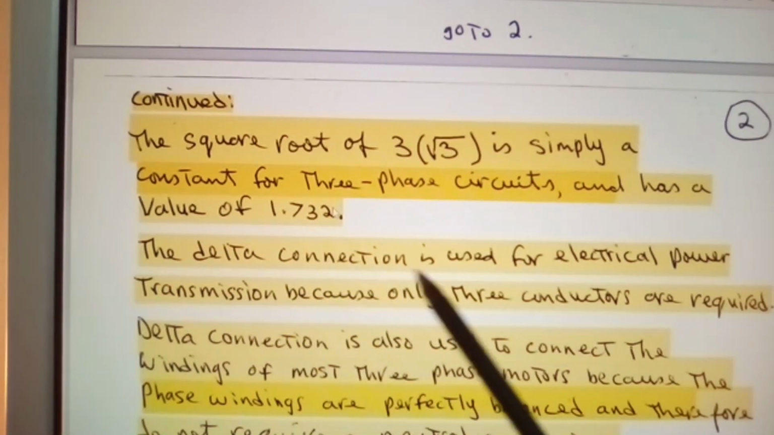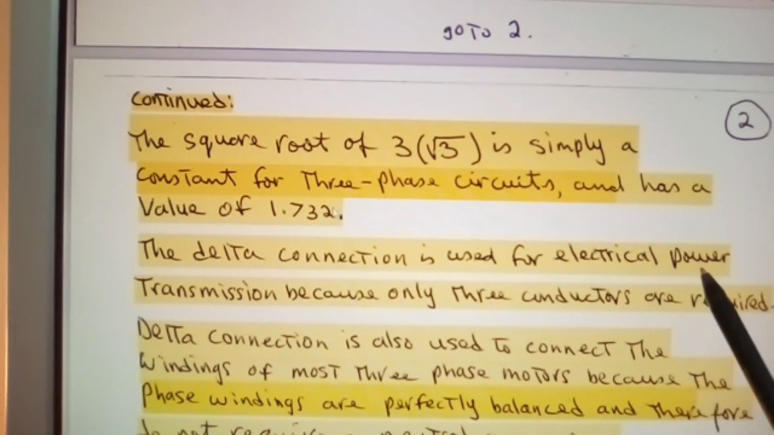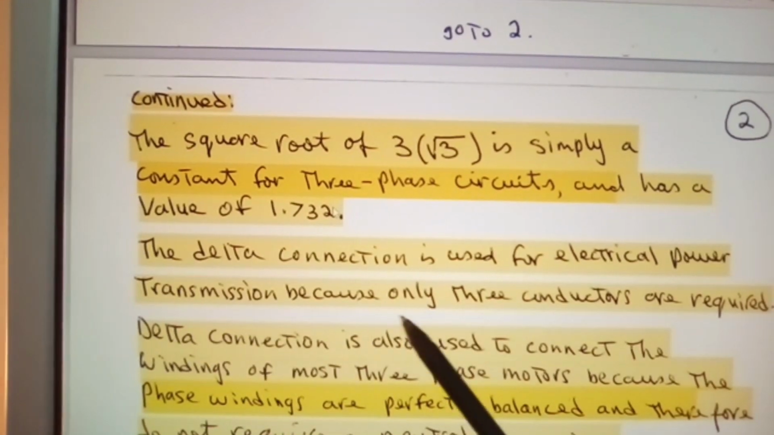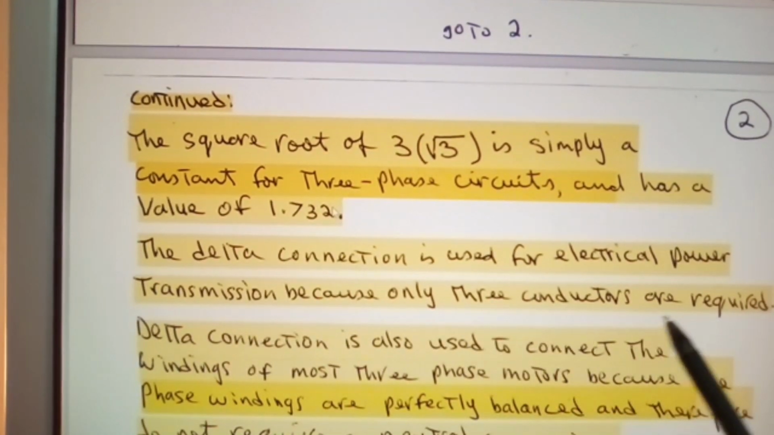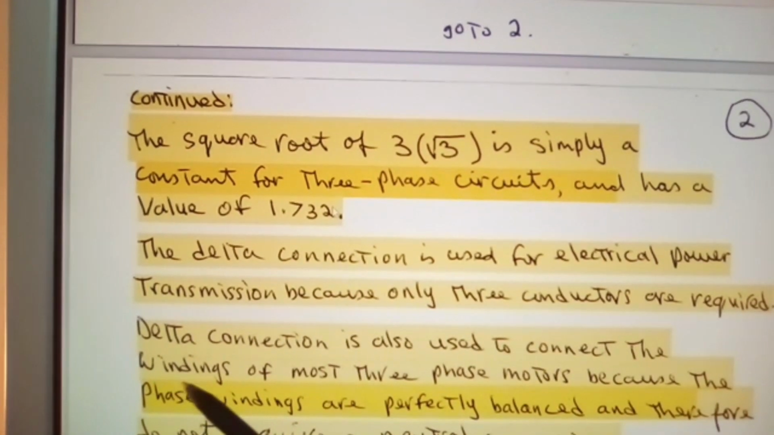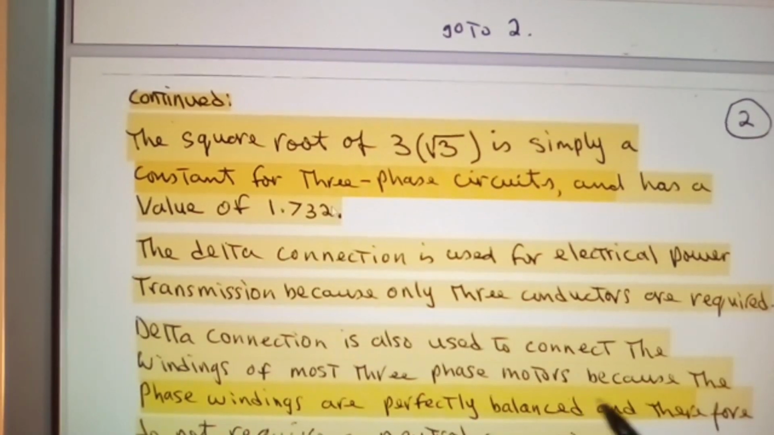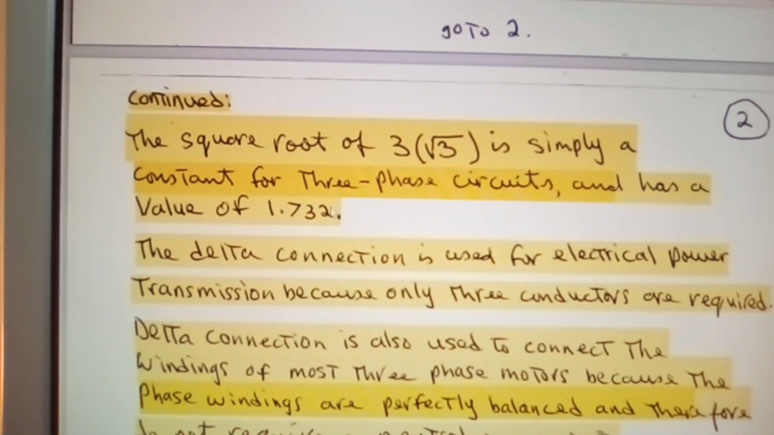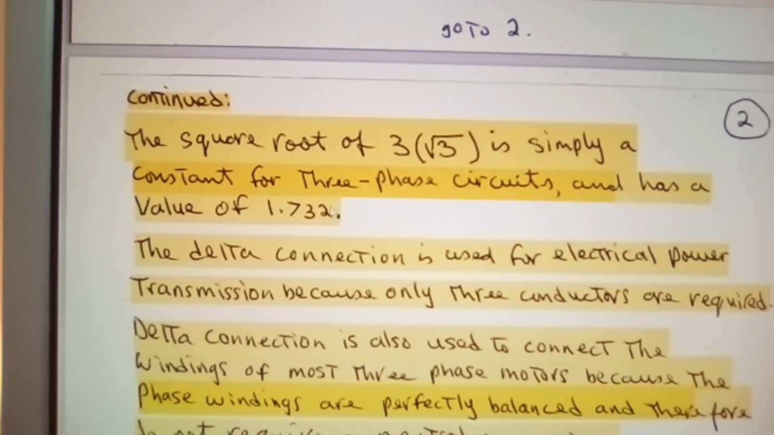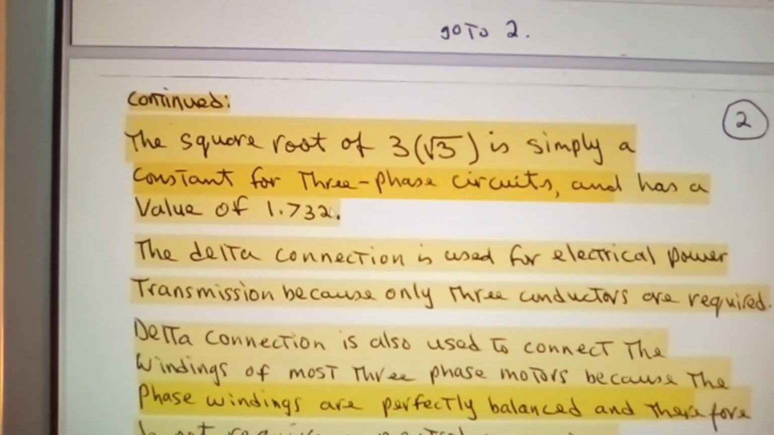The delta connection is used for electrical power transmission because only 3 conductors are required. Delta connection is also used to connect the windings of most three-phase motors because the phase windings are perfectly balanced and therefore do not require a neutral connection.